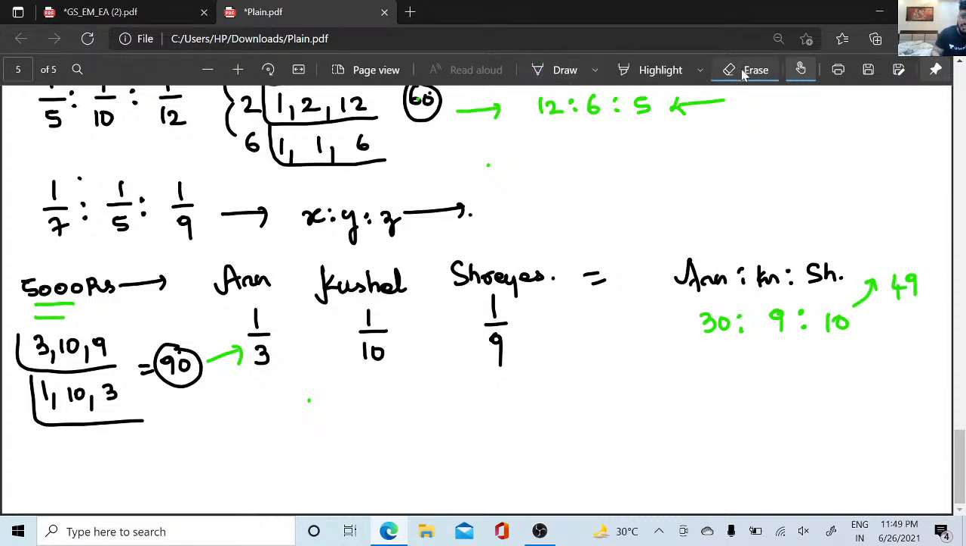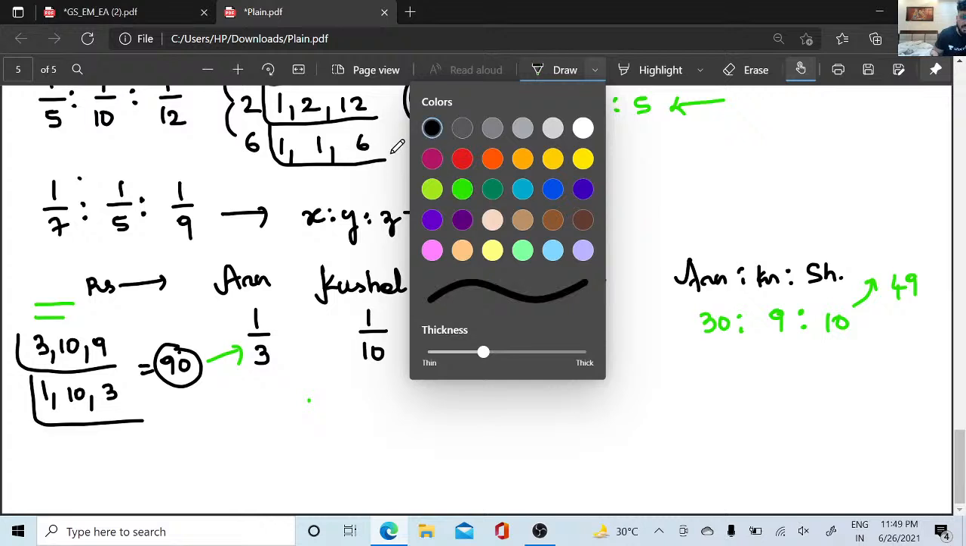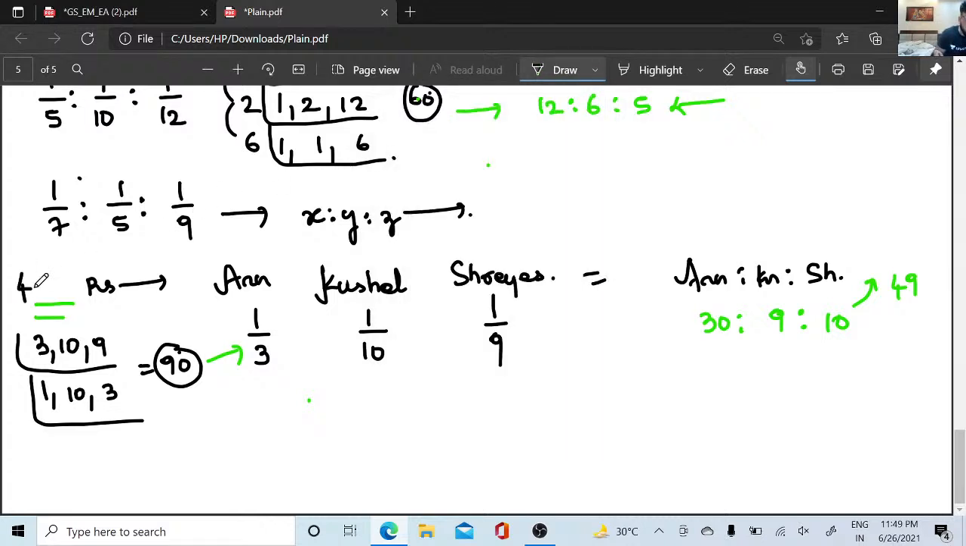So let me just change it to 4,900 rupees so that it will be easy for you guys to calculate. 4,900 rupees. So you can see here 49 parts is equal to 4,900. So 49 parts is 4,900, so 1 part will be 100.